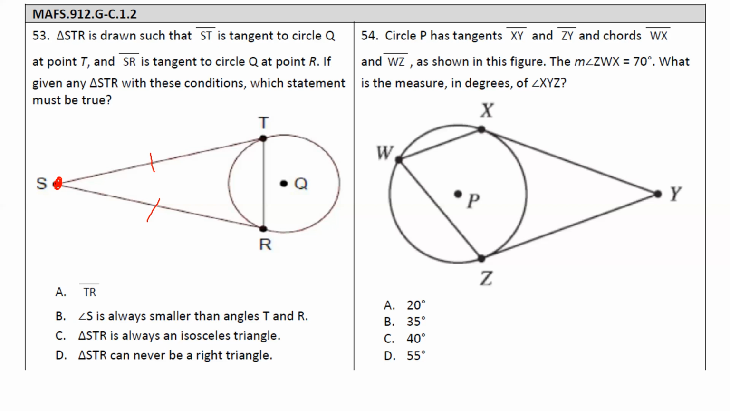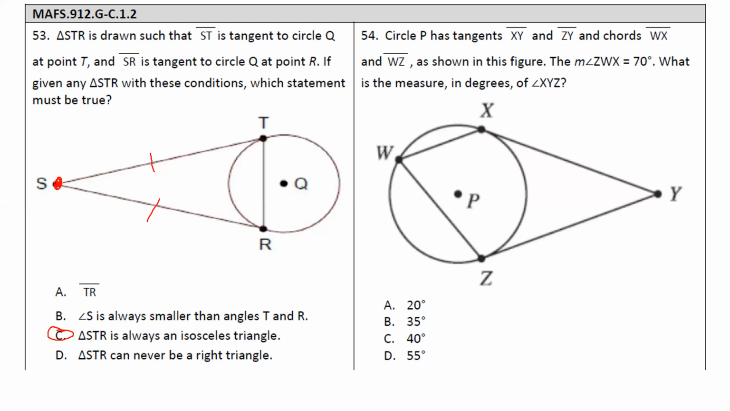C, triangle STR is always an isosceles triangle. Well, since S has to be the same distance from T and R all the time, C would be true. And then for part D, it can never be a right triangle. No, that's not true. As you got closer, there would be a point where S would become a right angle. So D is not true either. So C is the only one that's correct.